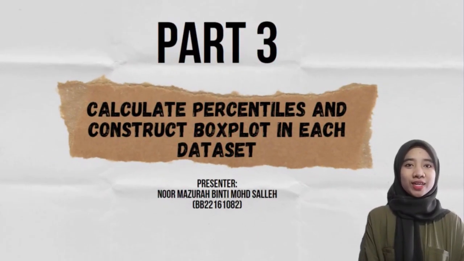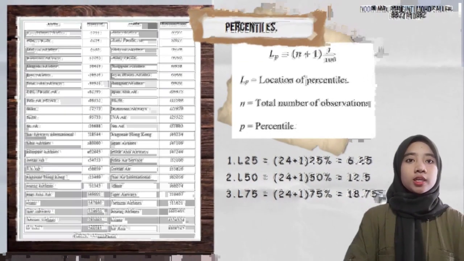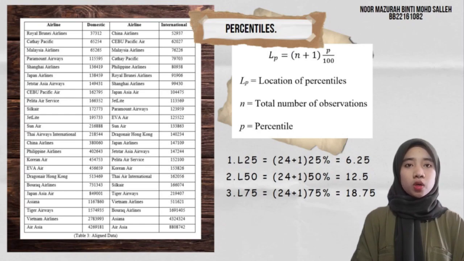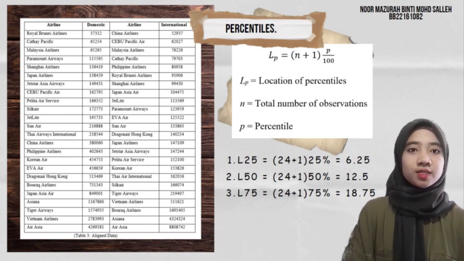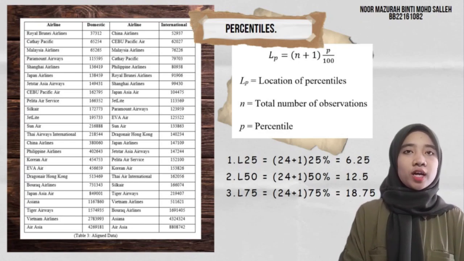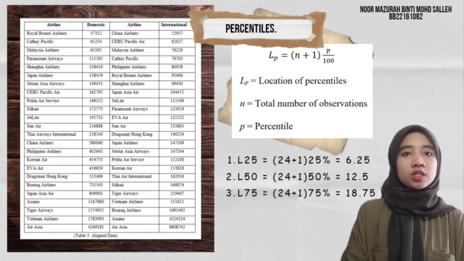I will be presenting part 3, which is to calculate percentiles and construct box plot in each dataset. To calculate percentiles and construct a box plot, first we must align the data from the lowest number to the higher numbers. Percentiles are defined as each of 100 equal groups into which a population can be divided according to the distributions of values of a particular variable.